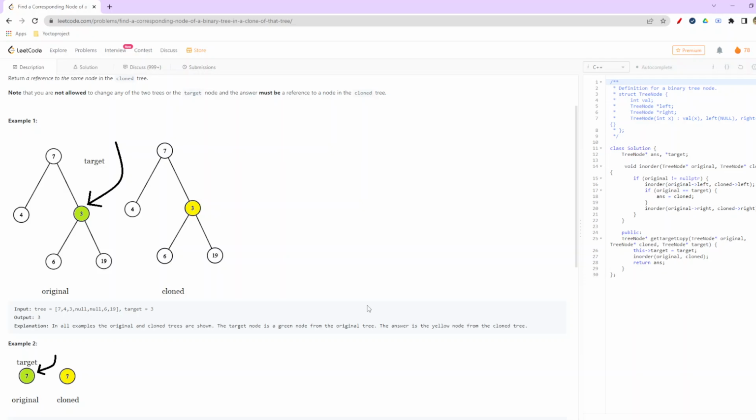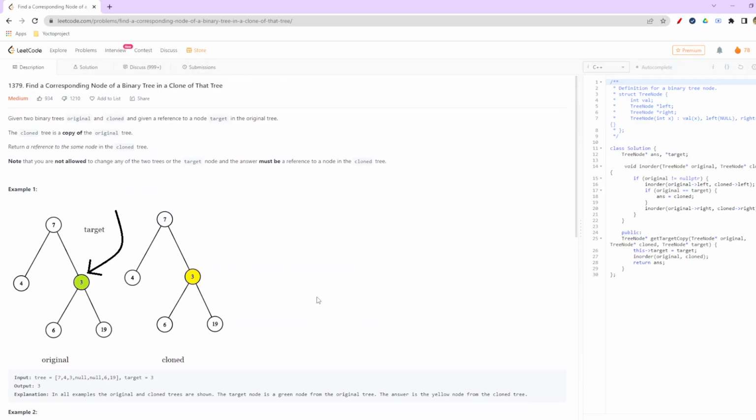But the thing was, in its function itself, we were directly given the original tree also and the clone tree also. So in that context, what we are required to do is traverse both of the trees at the same time, and then simply check whether we have reached this target node. If this target node has been reached, then at that moment we are required to return the reference to that target node from the clone tree rather than the original tree. So this is all about this question and what is required to be done.